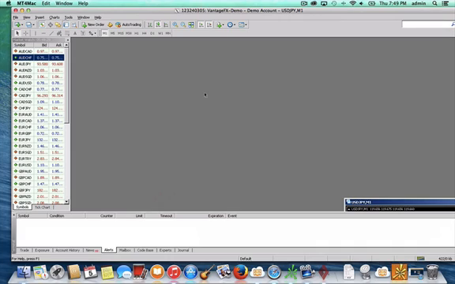Okay, so once you have this all set up, this top toolbar up here is going to be your time frames. M1 is 1 minute, M5 is 5 minutes, M15 is 15 minutes, M30 is 30 minutes, H1 is 1 hour, H4 is 4 hours, D1 is 1 day, W1 is 1 week, and MN is monthly.